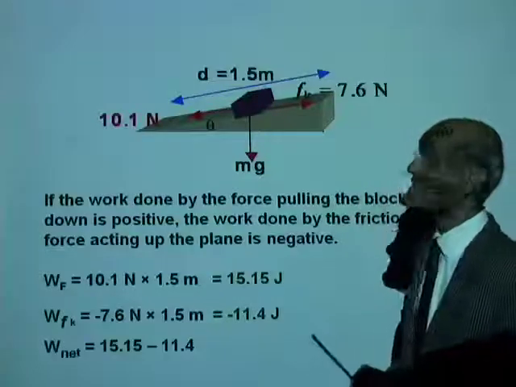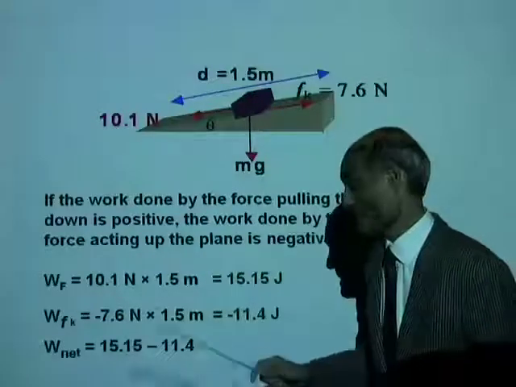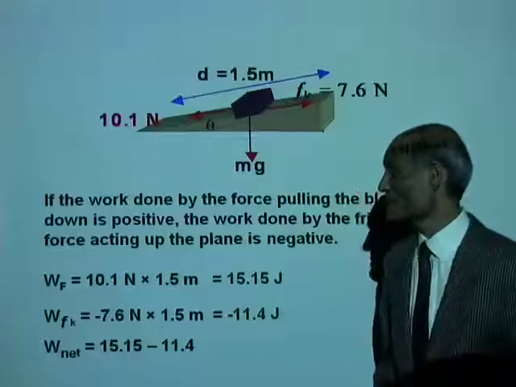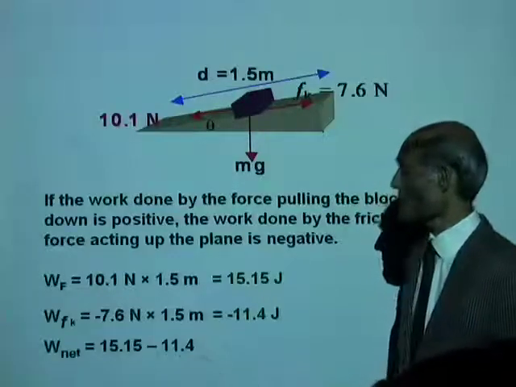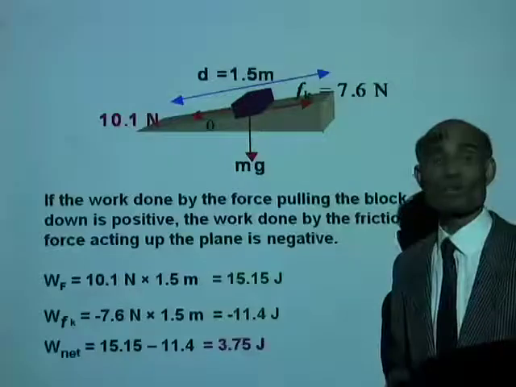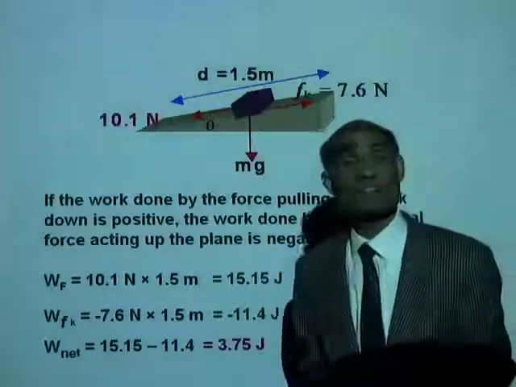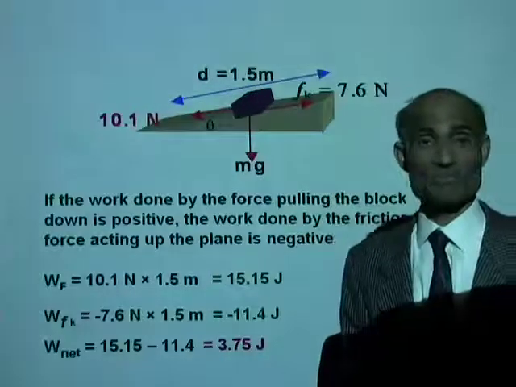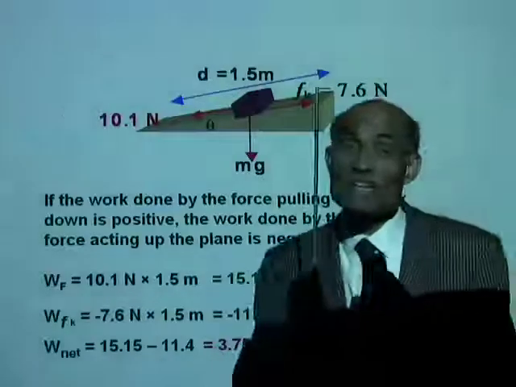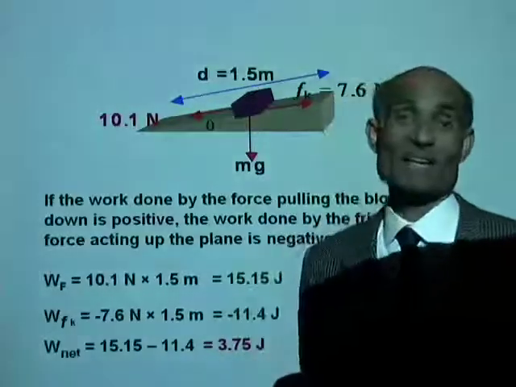And so what is the net work done? The net work done is 15.15 minus 11.4, that is 3.75 joules. And that is a measure of the net work done in that case.